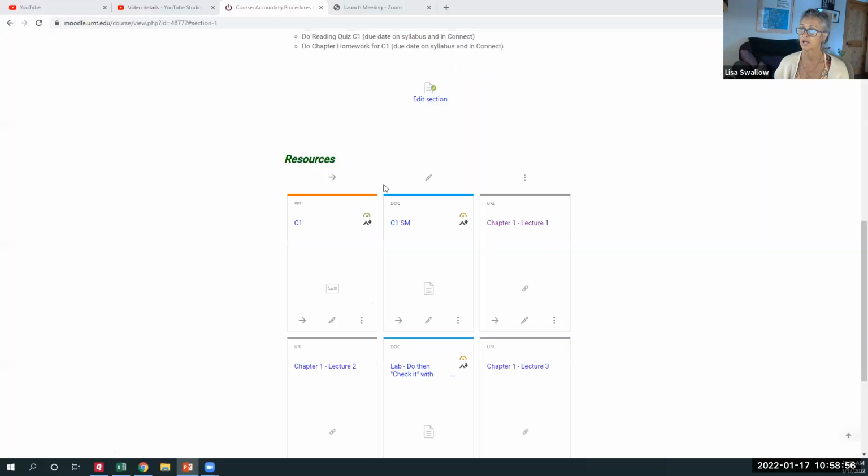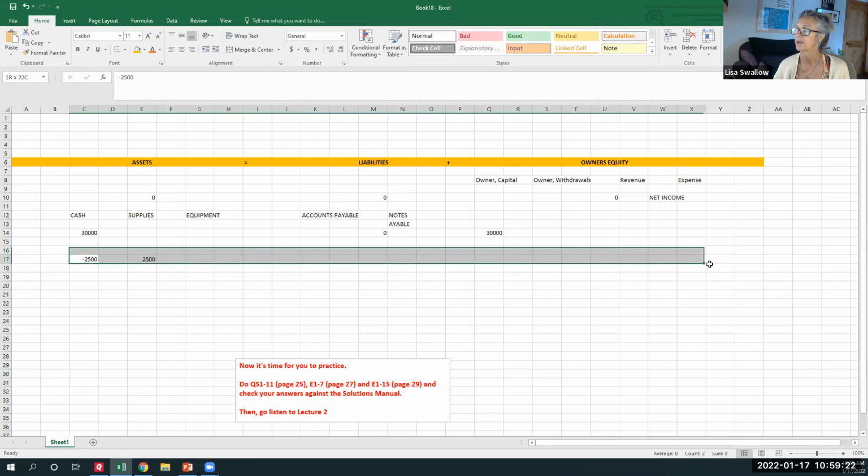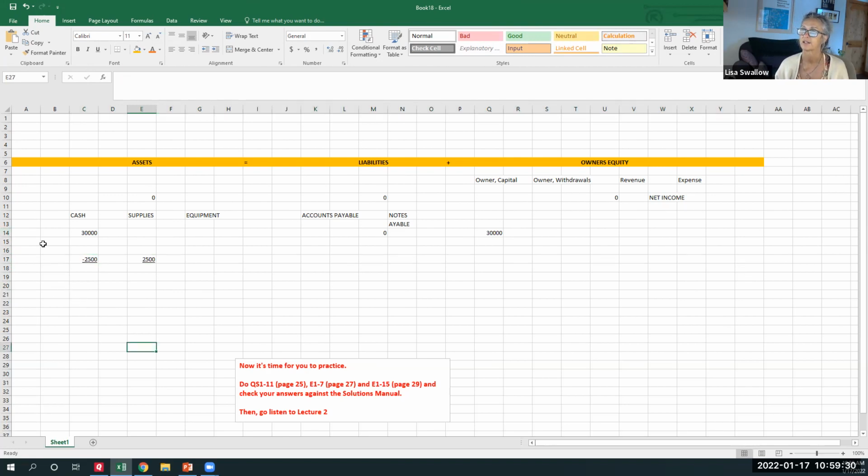So let's go and mark that on our equation. My cash went down by $2,500, so you've got to put a minus sign, right? It went down. And my supplies went up. So now I've got to balance my whole equation out and make sure everything still makes sense. So 30,000 minus 2,500, I can write the word balance in here.